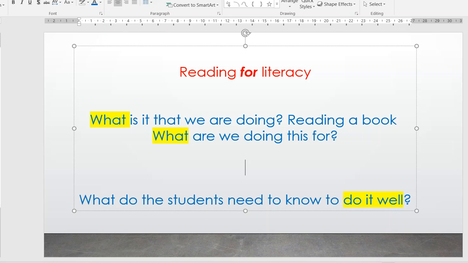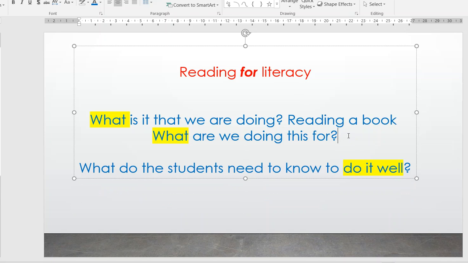Not every time you read a book, you might be reading it for a different reason. You might be reading it to remind yourself of something, an experience, or to have a look at how the author wrote it, so you could analyze his or her structures and maybe repurpose them a little bit. So what is it that we are doing has to be connected with what are we doing this for?